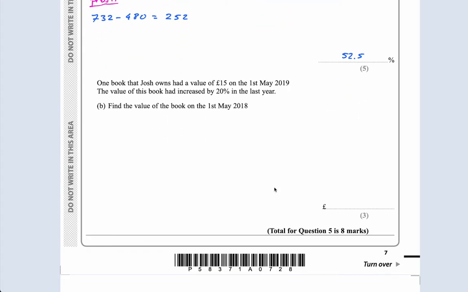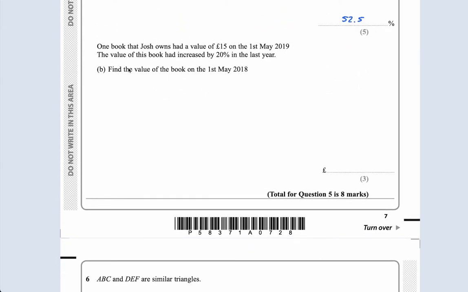Okay. Next question, part B. One book that Josh owns had a value of £15 on the 1st of May 2019. The value of this book had increased by 20%. Find the value of the book on the 1st of May 2018.